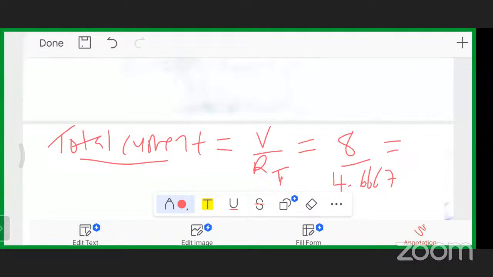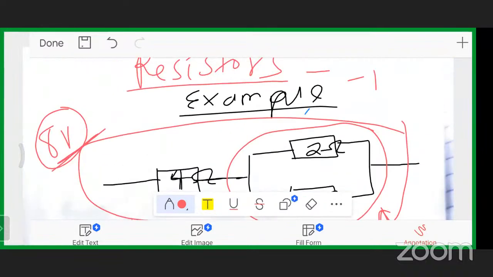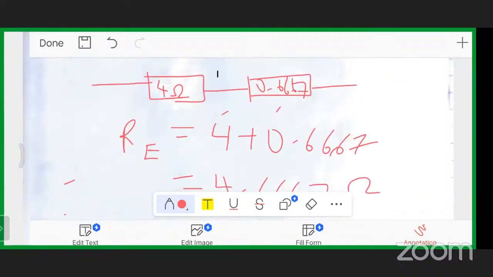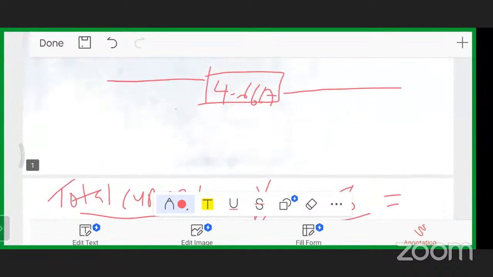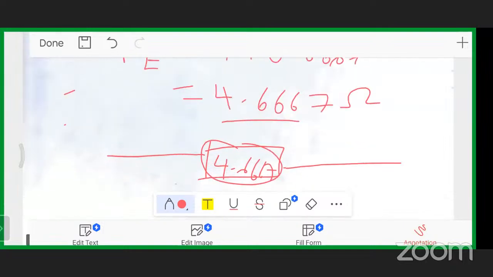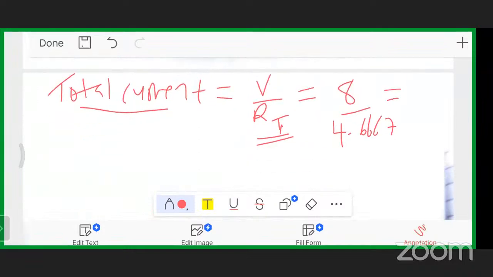So I was saying that for us to find the total current, we have to find the total voltage divided by the total resistance in the circuit. And for the total voltage, I gave a supply voltage of 8 volts in the circuit. So you divide that 8 volts by R total, which we had just calculated here, the value 4.6667. So it's 8 divided by 4.6667.